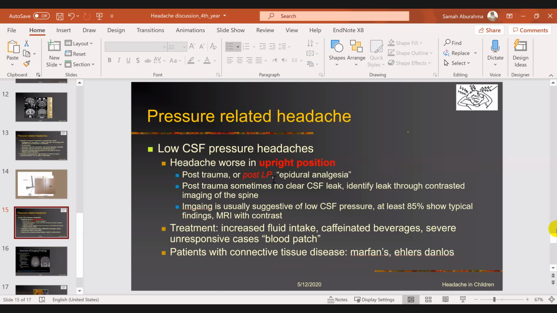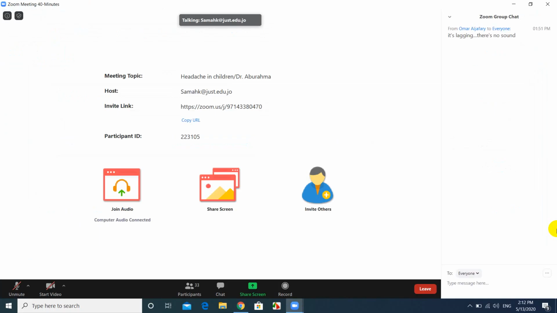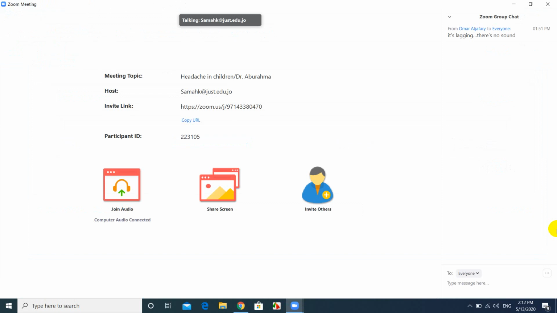So when we ask questions and it is always in the upright position after we do the LP, we know this is post-LP headache rather than, for example, an epidural abscess or a collection. Okay? Treatment: usually we manage them, we ask them to have more fluids, caffeinated beverages, caffeine is excellent. In severe cases, there is something called a blood patch. They take a sample of the patient's blood and they inject it in the epidural space. Okay?